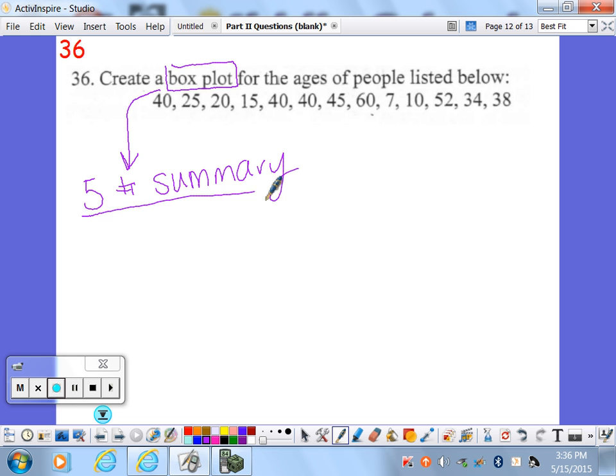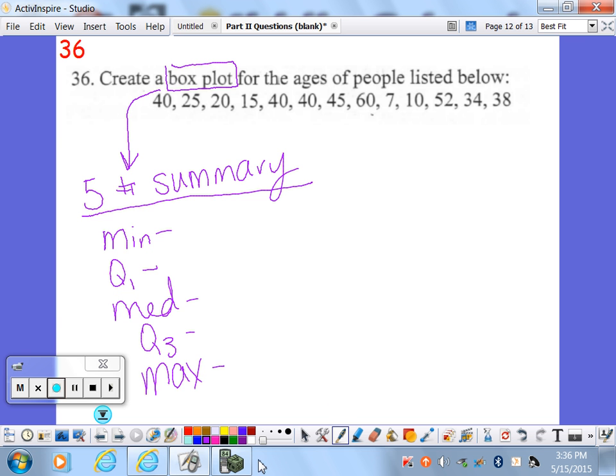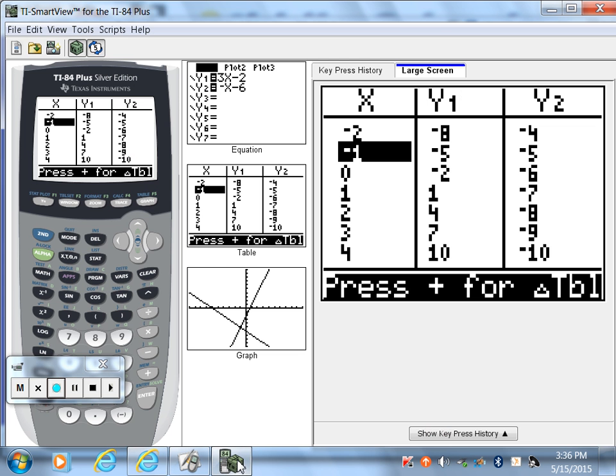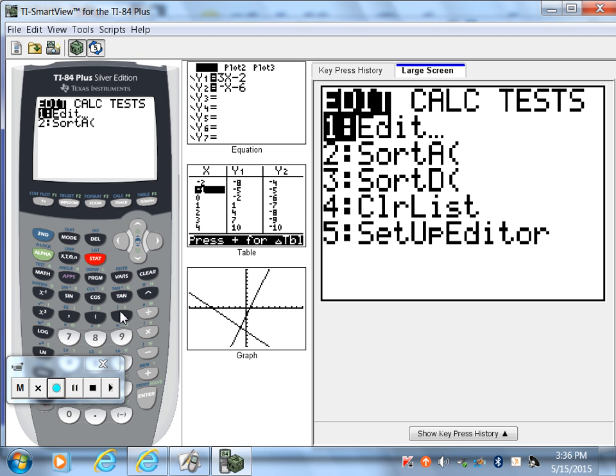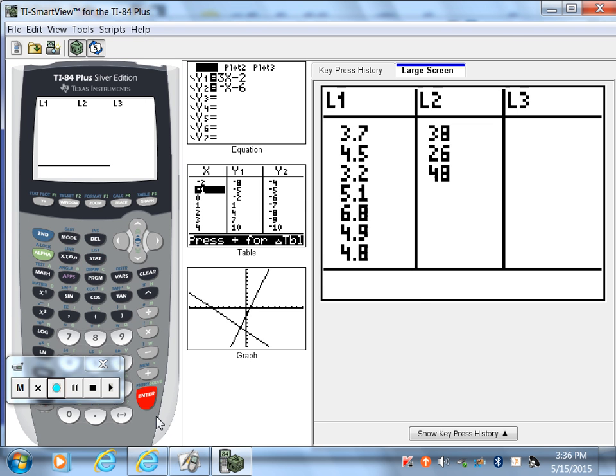So your 5-number summary, remember it was your minimum, Q1, the median, Q3, and your maximum. You can get all of these values in your calculator, and I'll show you the steps now if you forgot them. So you'll want to go to your Stat button. We are going to edit our list so we can input the data.